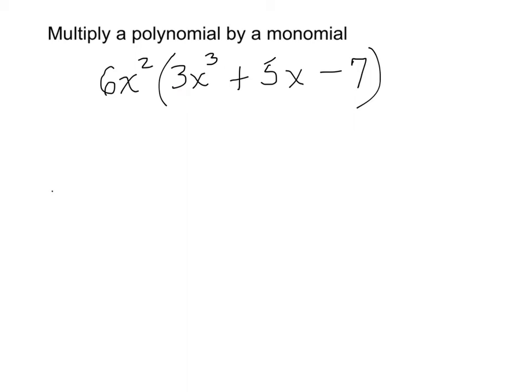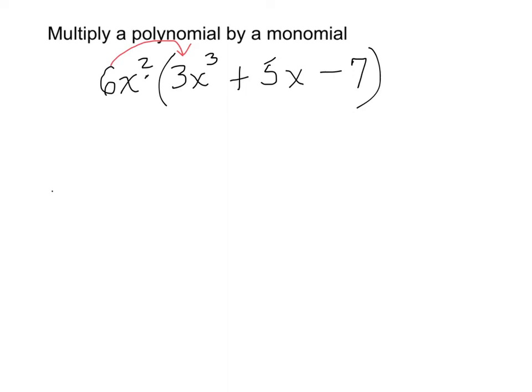When we have multiplication in between, what we want to do in this case is distribute the 6x squared to the 3x cubed. We want to distribute the 6x squared to the 5x, and we want to distribute the 6x squared to the negative 7. You may hear other teachers say you're going to push the 6x squared through into all of the terms inside the parentheses. So your first step is going to look like 6x squared times 3x cubed.